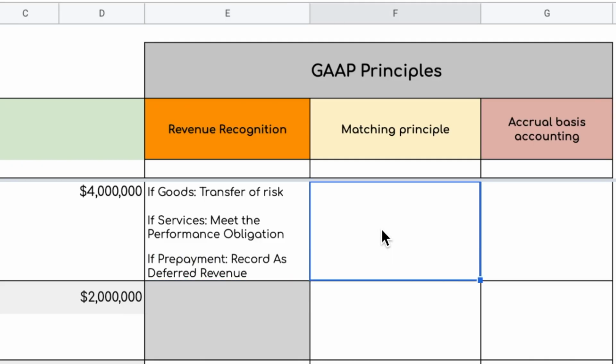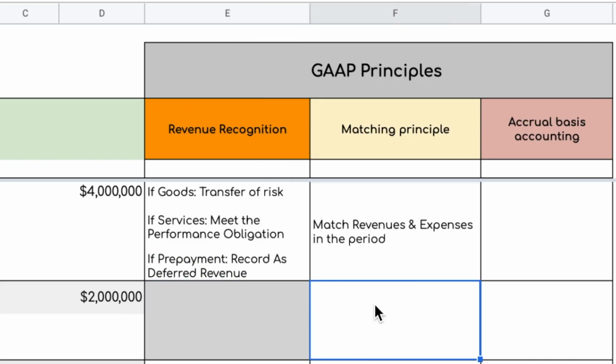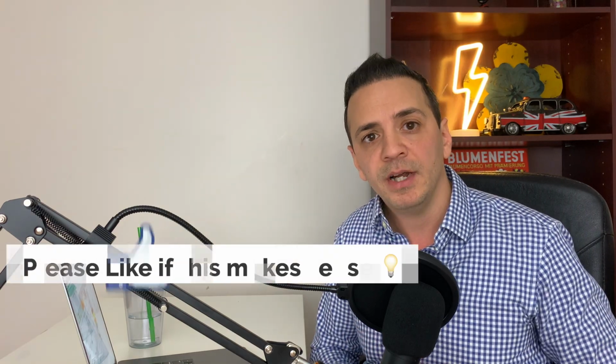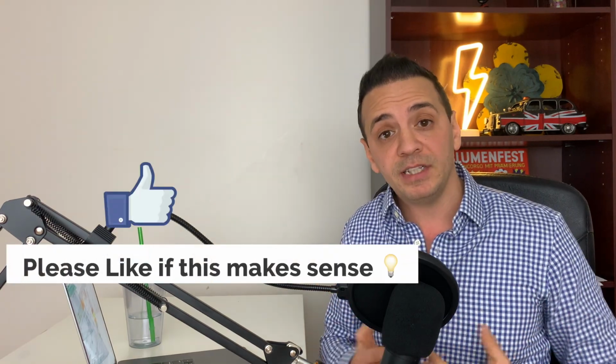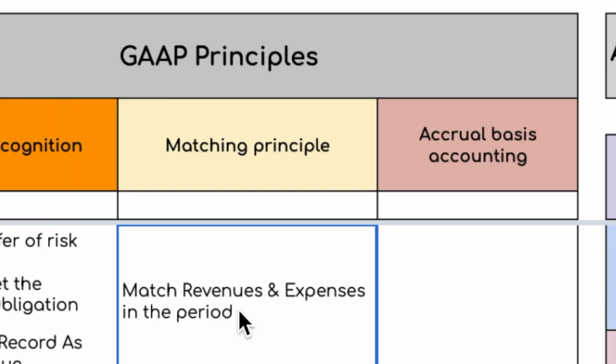And then the next GAAP principle that applies here is going to be the matching principle. The matching principle is very simple, and it says that you have to match the revenues and expenses in any given period. So if this given period is a month or a year, to fairly represent the financial performance of the company, you need to be recording the matching revenue and expenses together in the income statement. So that's the matching principle and how it applies here.